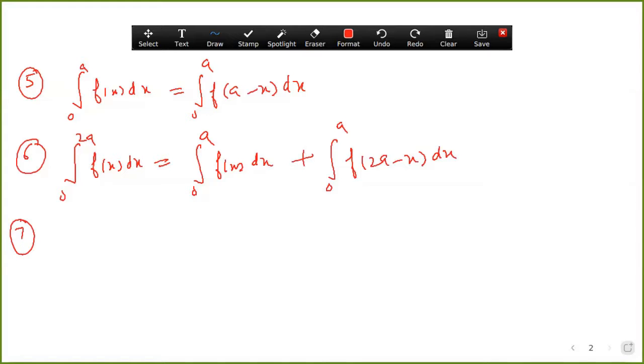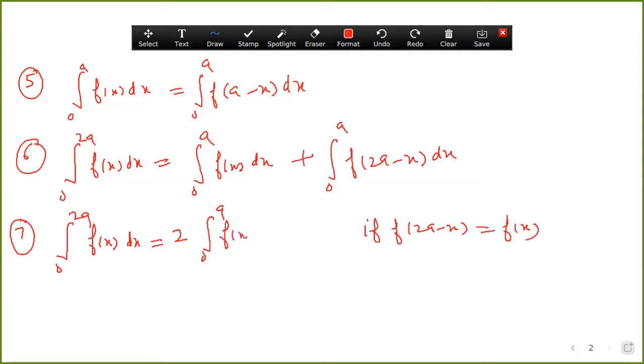Now, seventh property: 0 to 2a can also be calculated by using this one. If f(2a - x) equals f(x), then you can integrate only twice of 0 to a of the function f(x) dx, and both solutions will be the same. If f(2a - x) is equal to minus of f(x), we are getting the answer 0. You can write directly that the integration of that function will be equal to 0.